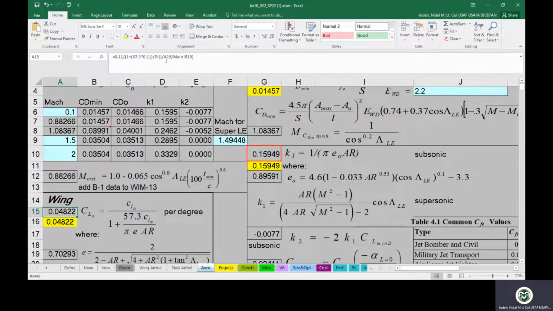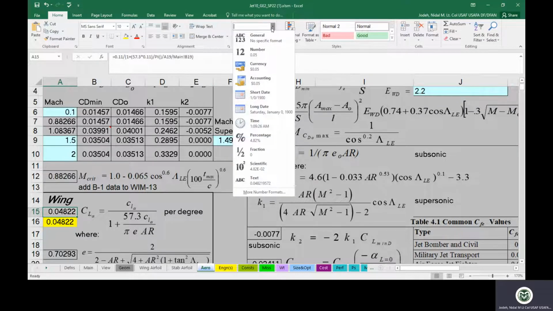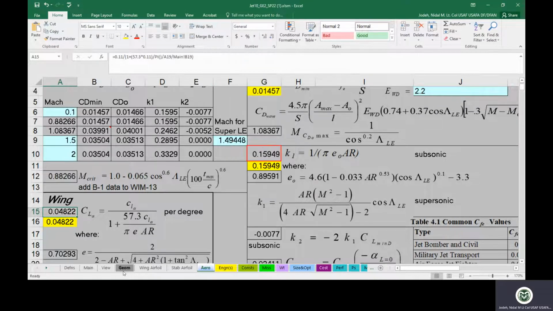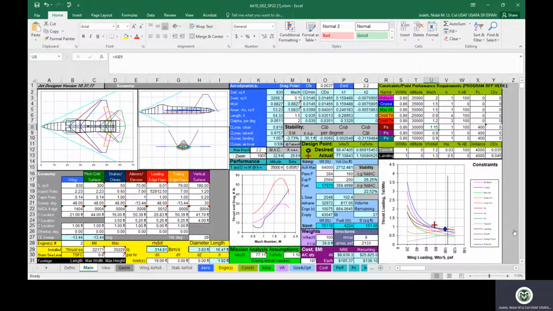You can look up in the equation, you can put it on pause, or you can just check your GE2 and make sure it's all there. Make sure that it's not in text format. So that was GE2 as a quick review. Let's go to the main page now. And you should be looking at the main page.